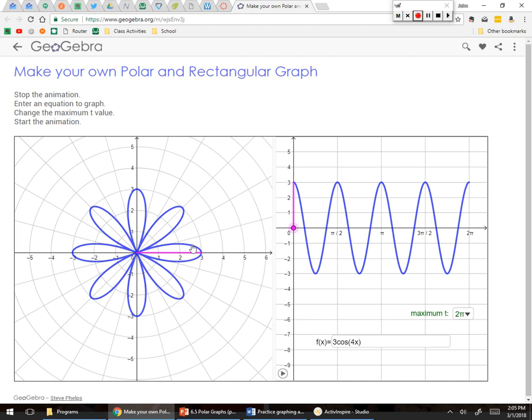Well, every other petal is a negative petal, right? Is being created all by negative R values. So we can see that on the graph over here. Here's the first petal right here. Second petal. Third petal. Fourth petal. Fifth petal. Sixth petal. Seventh petal. Eighth petal. And then this is the first petal again.